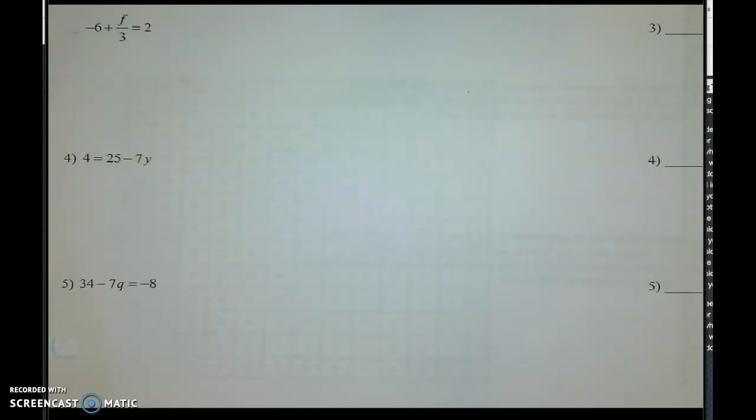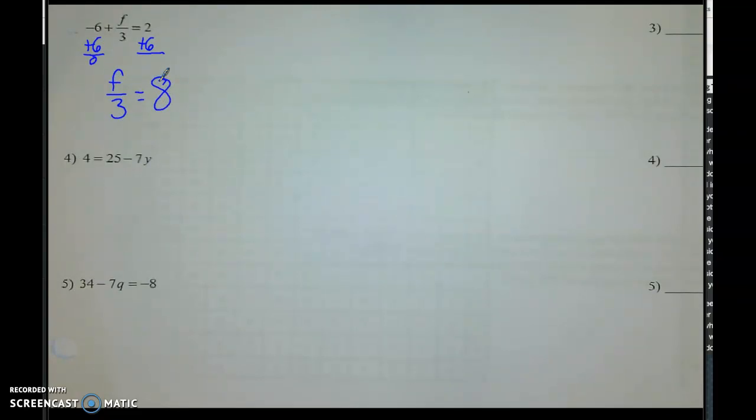So number 3, f is our variable. Our goal is to get it by itself. So I see that minus 6. That's going to be the first thing that I try to get rid of. The opposite of minus 6 or negative 6 is a positive 6. If I add 6 there, I add 6 here. Negative 6 plus 6, that's going to zero out. That's going to end up with f divided by 3 equals 2 plus 6 gives me 8.